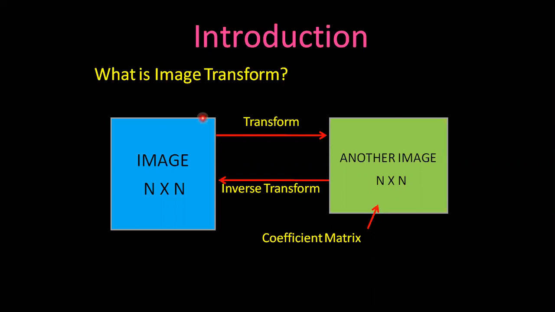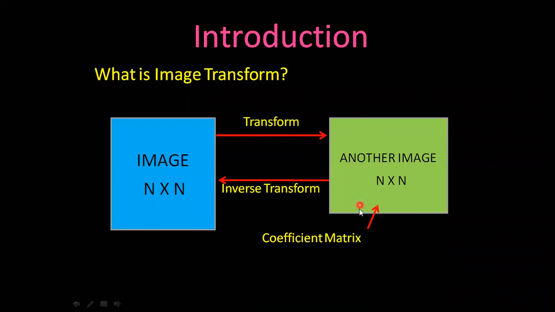So consider this is an original image which you get as an input from your camera. If you apply some transformation technique on this image, we are going to expect another image of the same size. That means if an n by n matrix is transformed, we are going to expect the same n by n matrix, right? So this is another image, which we can call a coefficient matrix, right? If you apply the transformation another time, that is the inverse transform, then you are going to get back the original image. So you may have a doubt, what is the use of transforming?